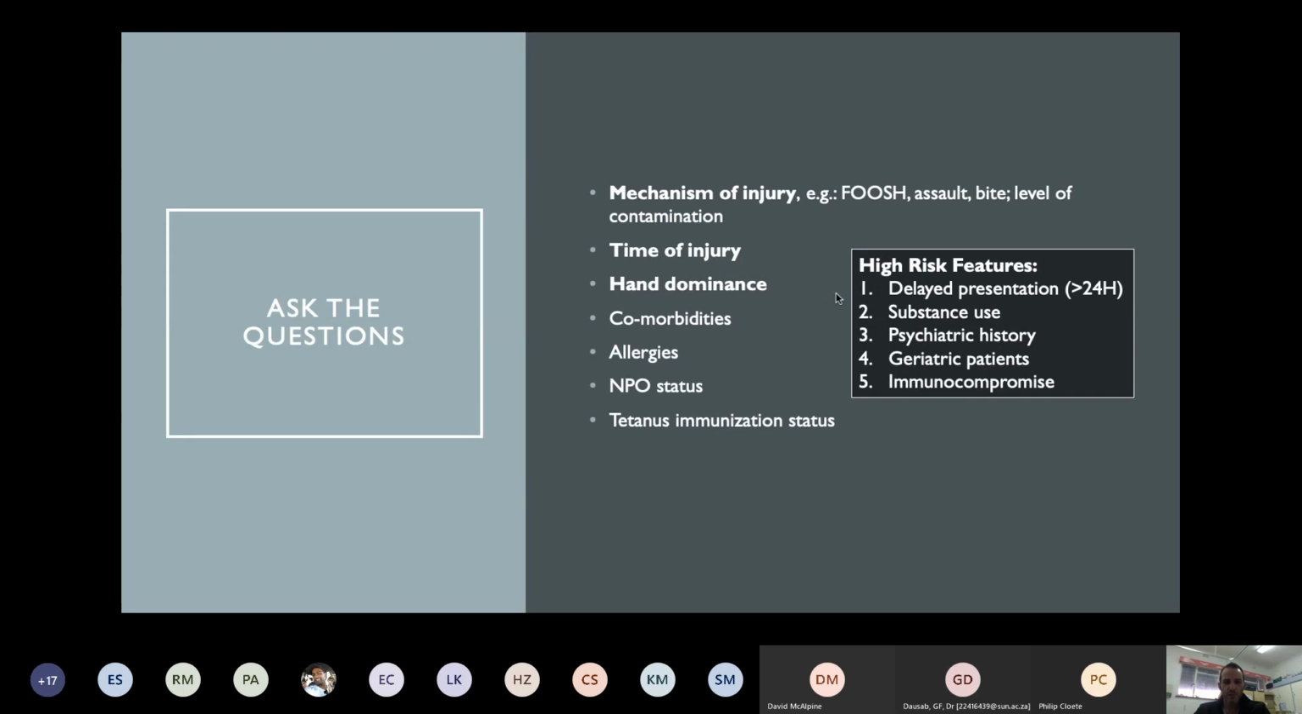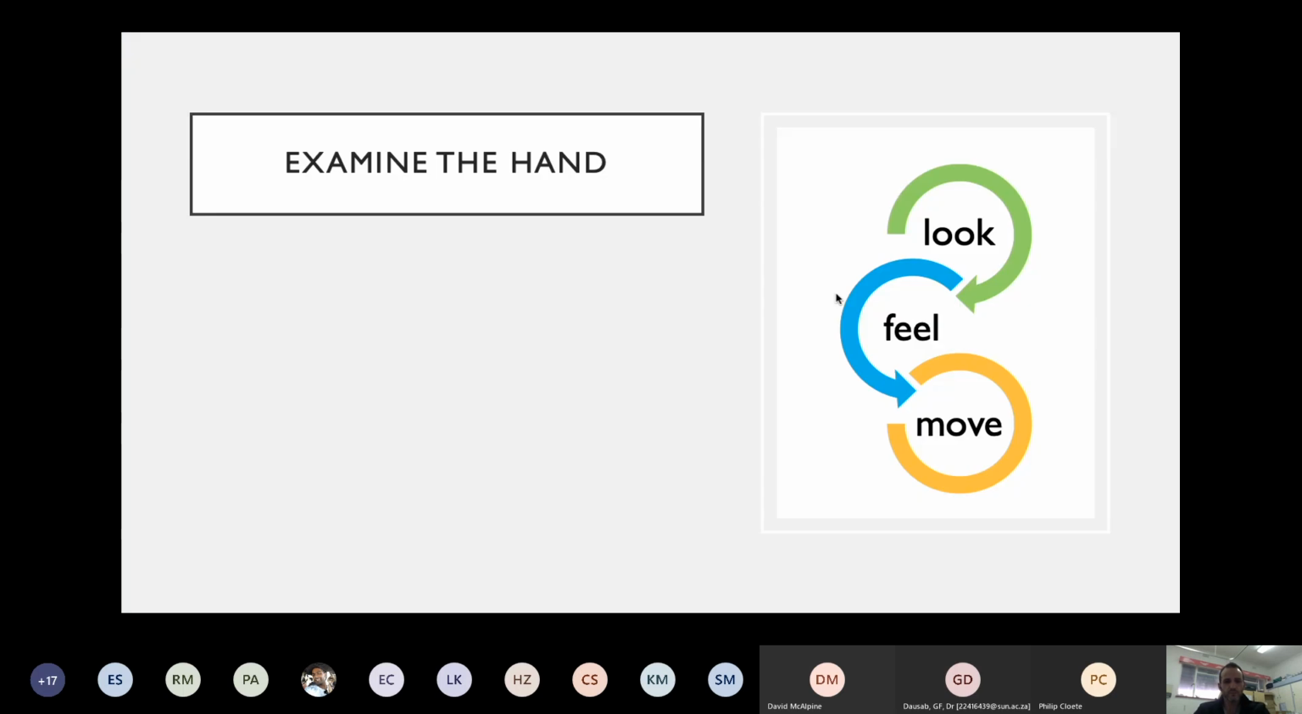In terms of high-risk features, there is delayed presentation. A lot of our mental health care users or substance users may present delayed, so after 24 hours. Obviously, that's important because delayed presentations are associated with complications such as infection. Also psychiatric history, geriatric patients who are prone to falling and prone to delayed presentations as well, and then any patient with immunocompromise.